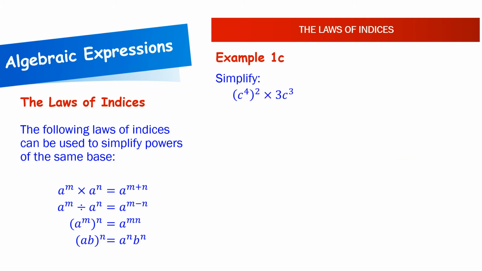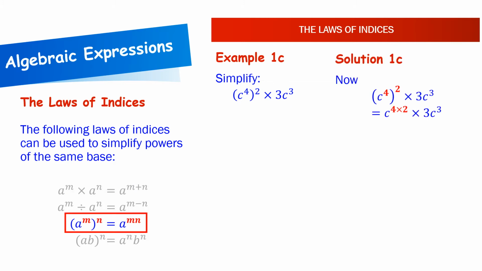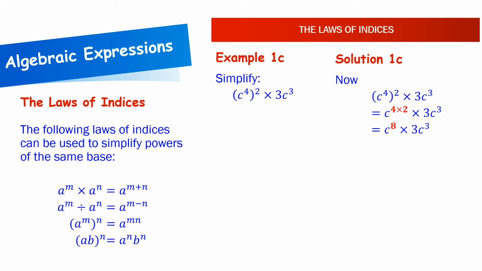And now for example 1c. Using the third law, we multiply the indices as shown to give us c to the power 8. Rearrange so that the figures are all at the front of the equation. In this case, this is only 3. Now use the highlighted law to simplify the rest of the equation to give us 3c to the power 11.